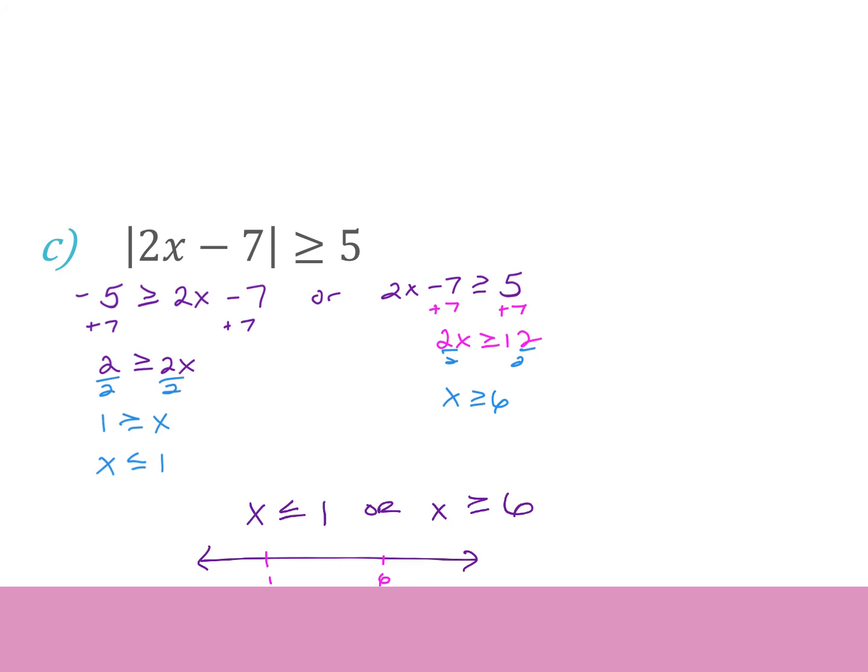So less than or equal to 1 is a bracket on the 1 pointing towards the left. Greater than or equal to 6 is a bracket on the 6 pointing toward the right.